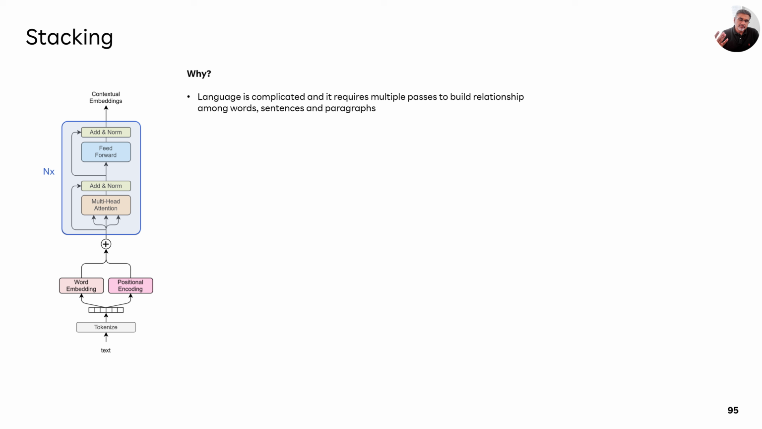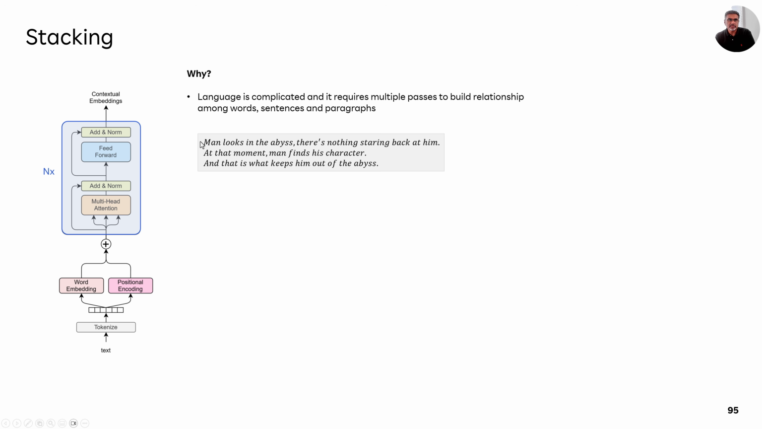Before we look at how machines try to understand language, let's try to understand how humans understand language and how our understanding of the same text changes over time as we are exposed to more and more such sentences. Let me explain that using an example. Let's say there's a quote like this: "Man looks in the abyss. There's nothing staring back at him. At that moment, man finds his character, and that is what keeps him out of the abyss." This is one of my favorite quotes. It's very profound. It's from the movie Wall Street.